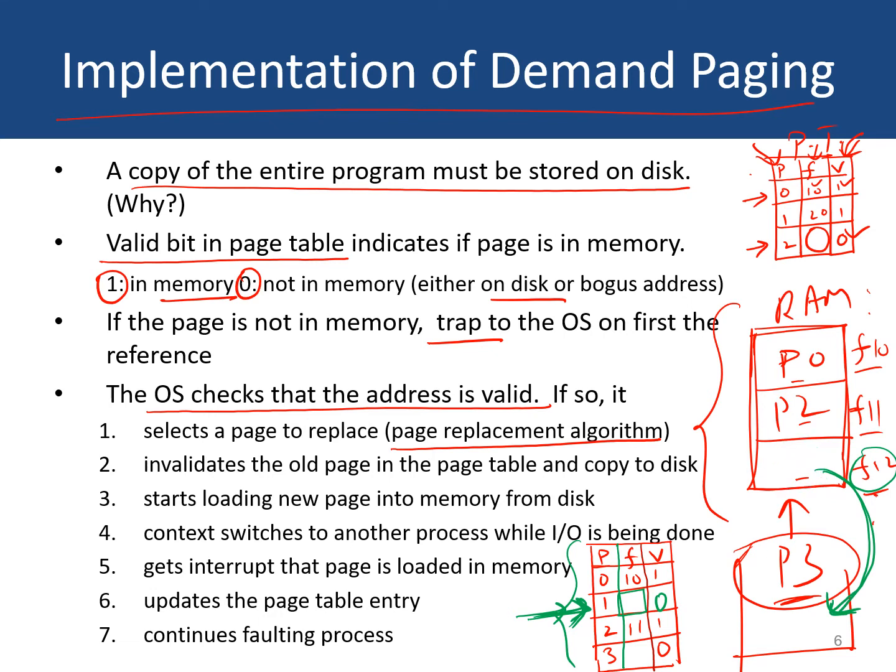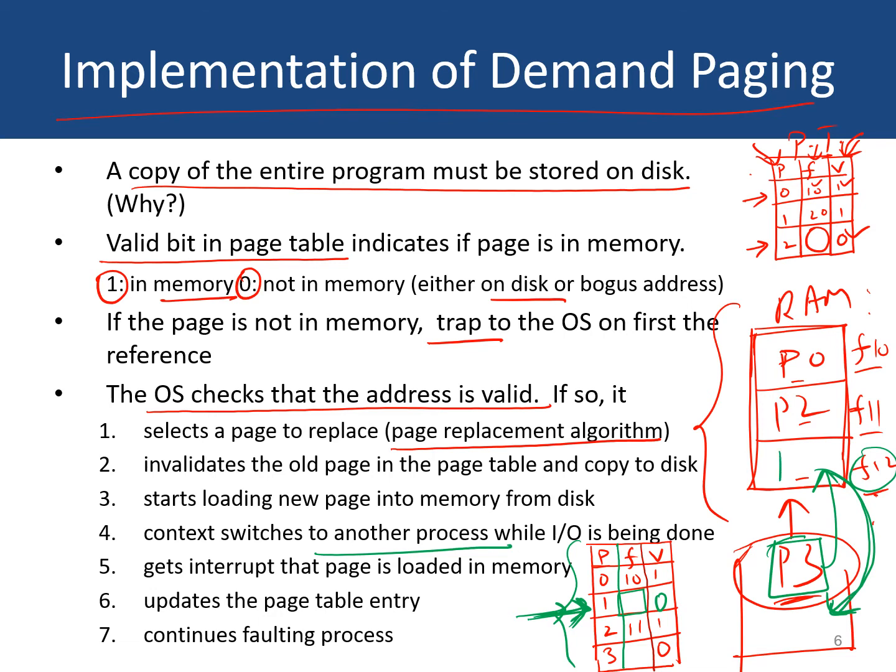Now we will start loading this new page P3 from the hard disk into the main memory. Note that this is an IO operation, so this will take some time. This will take a while as compared to the CPU execution speed. So while this page 3 is being loaded or copied from the hard disk into the main memory, in the meantime, to keep the CPU busy, we will context switch and start executing some other ready process. The process that had caused the page fault has been suspended and it is now in the waiting state.